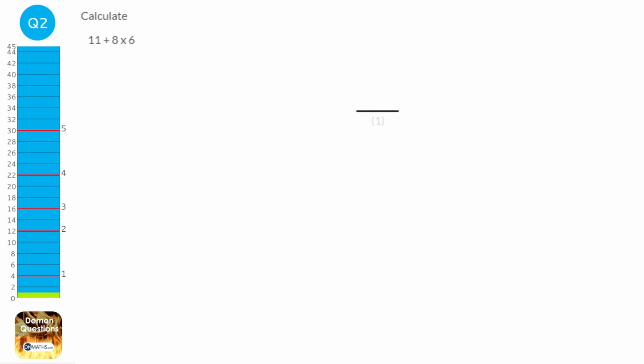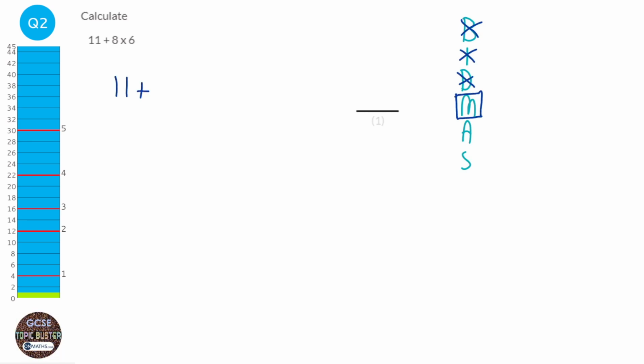To answer this question, we're going to have to remember what BIDMAS or BODMAS is. It stands for brackets, indices, division, multiplication, addition, subtraction. BODMAS is slightly different. Here we've got no brackets, no indices, so those don't apply. We don't have a division, but we do have a multiplication, so we must do that first. So the first thing we're going to do is 8 times 6. 8 times 6 is 48.